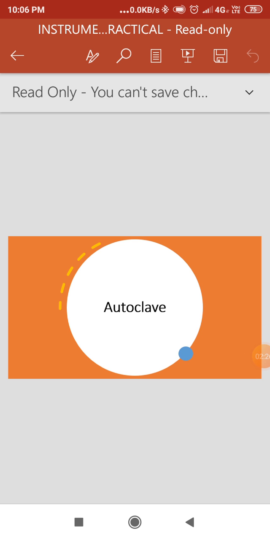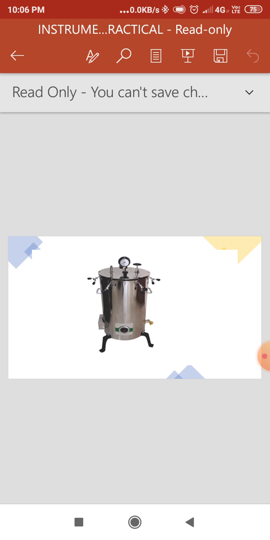Okay, we know the autoclave very well. See here, this is the autoclave. It is present in our lab, isn't it? You might have seen it because your biochemistry practicals are there in this lab. So this is the autoclave. So what is the construction of the autoclave?